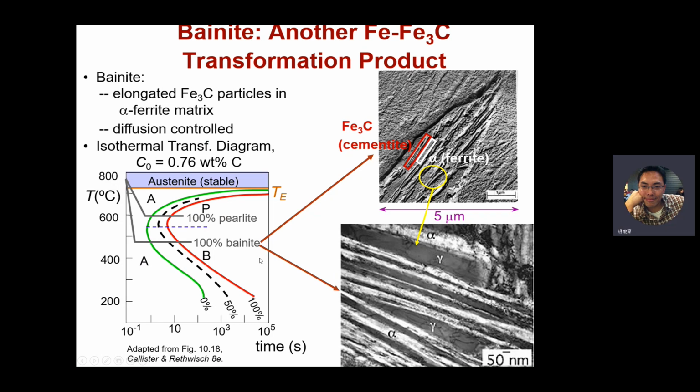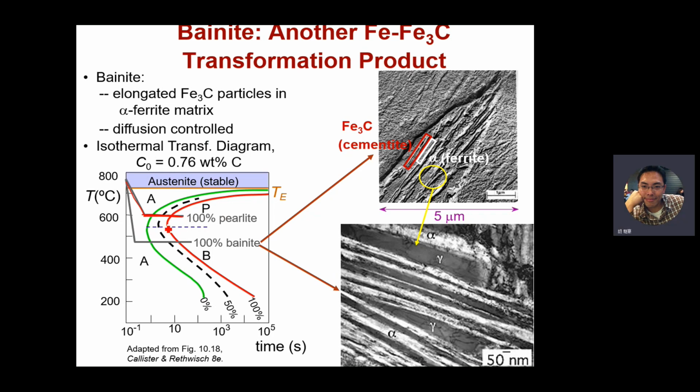Bainite: elongated cementite particles in an alpha ferrite matrix. Okay, so that's the TTT. Let's look at the TTT diagram, where we rapidly cool the temperature to, say, 600 Celsius and maintain the temperature as a constant, right?